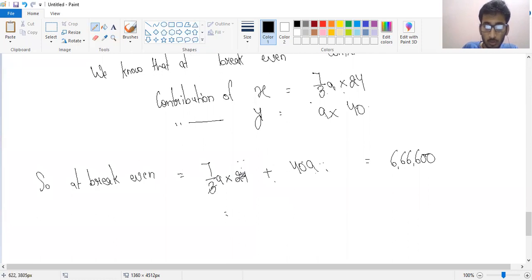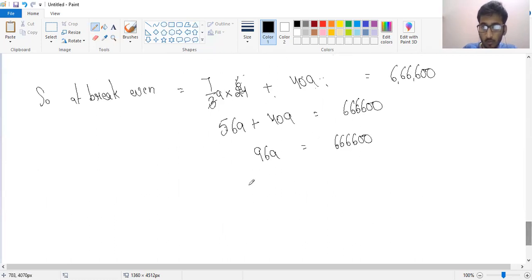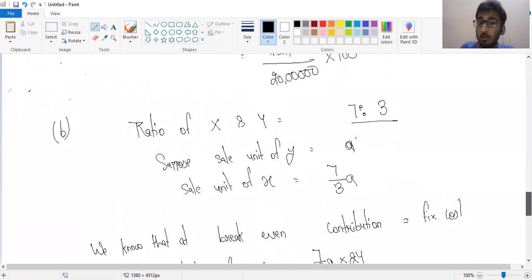Solve this. So 3 8s are 24, 8 7 56. 56A plus 40A equal to 666,600. Or I can say 96A equal to 666,600. Or A equal to how much? Calculate 666,600 divided by 96. It would be 6943.75. A is 6943.75 and A denotes sale unit of Y.